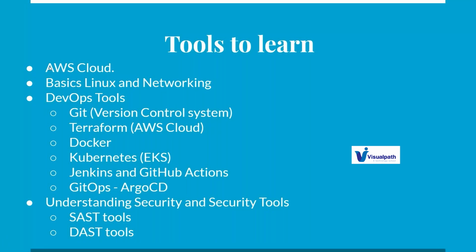First we will be learning about cloud computing, that is AWS, basic Linux and networking, and shell scripting. For DevOps tools, we will be learning Git. This is a version control system, and it is the majorly used tool now; we have other tools as well that are not being used. This is an open source tool developed by the person who developed Linux. So we will be using Git as a version control system, and the Terraform tool in the focus of AWS Cloud.